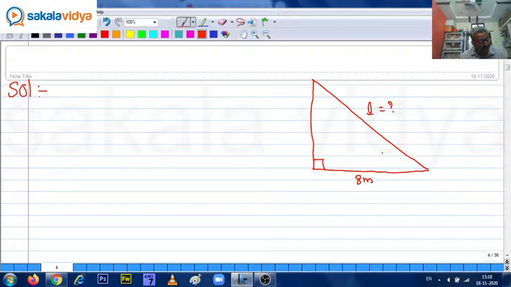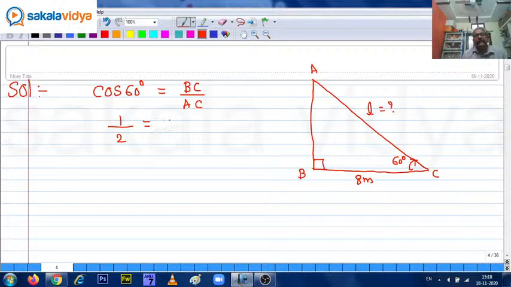It's making what angle? 60 degrees. So here say A, B, C. AC you need to find out. This is the adjacent side and hypotenuse. Cos 60 degrees is equal to BC by AC. So cos 60 degrees is equal to 1 by 2. BC is 8 upon L. L equal to 16 meters.